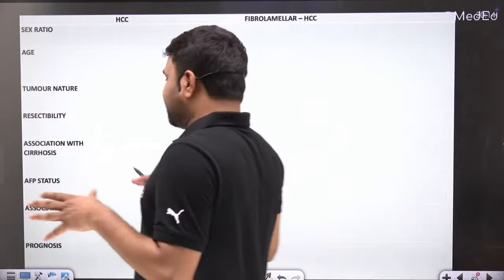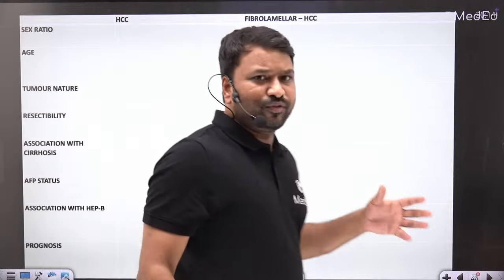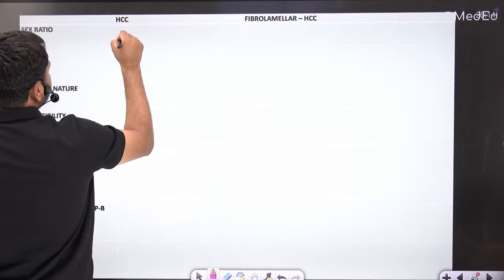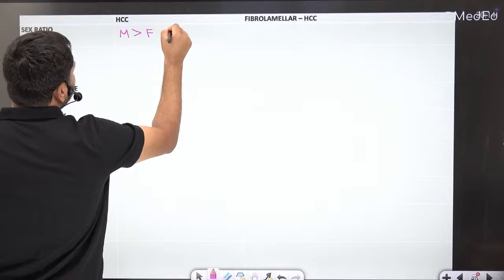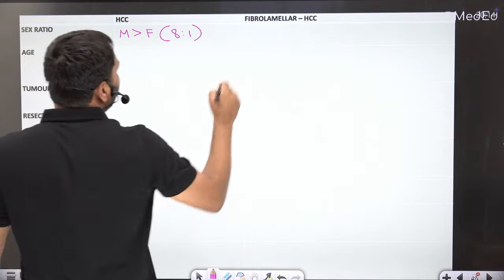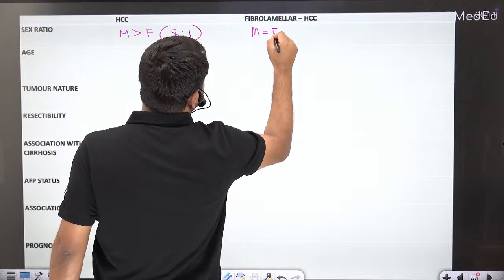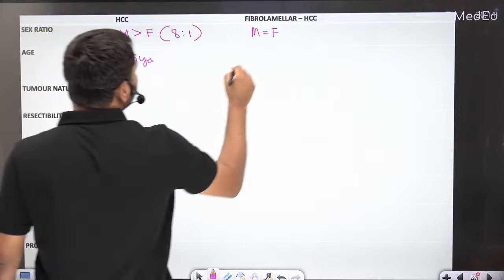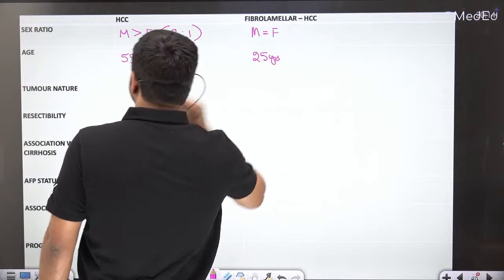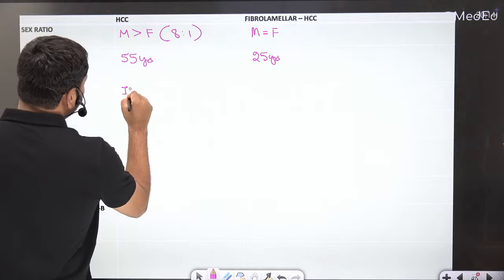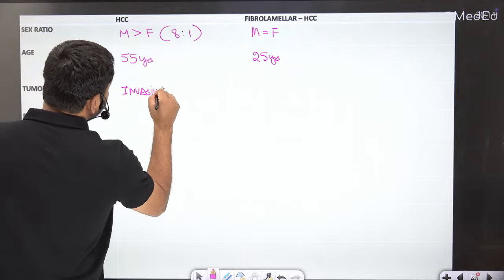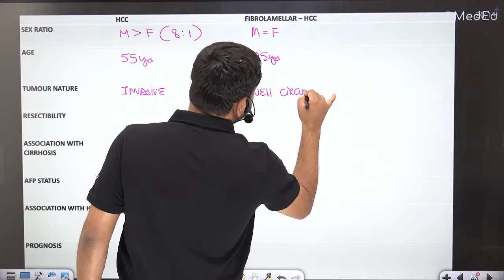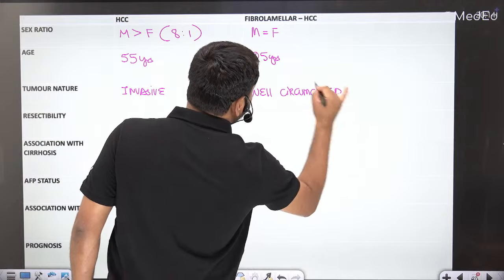Now, there's a variant of malignancy in the liver. We have two variants, the primary HCC and the fibrolamellar variant. Let's have a quick ratio here. In HCC, males are more commonly affected than females. The ratio is 8:1. In the fibrolamellar variant of HCC, males and females are equally affected. Here, the mean age of presentation is 55 years. The fibrolamellar variant will be seen at a mean age of 25 years. The tumor here is going to be invasive in nature, whereas here it is going to be well circumscribed, a well confined tumor.